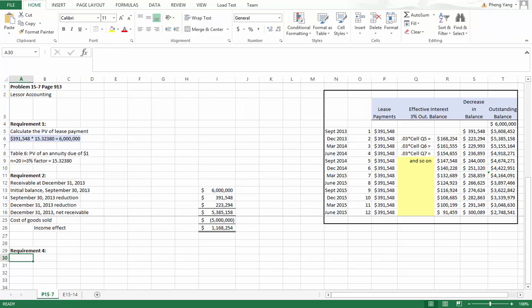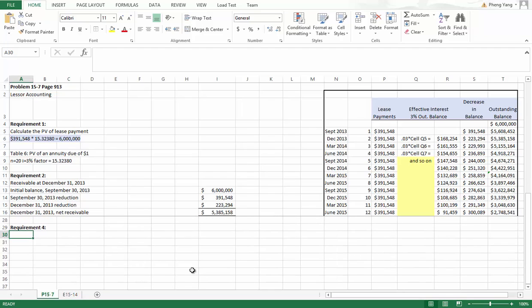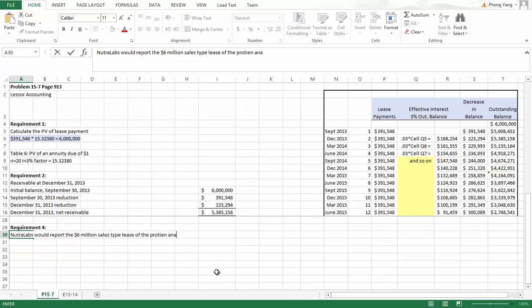Requirement 4. What pre-tax amounts related to the lease would Neutral Labs report in its statement of cash flows for the year ended December 31st, 2013? So we did this before, but I will go through it again. So Neutral Labs will report the $6 million, which is the sales-type lease of the protein analyzer, as a significant non-cash activity, and in the disclosure notes to the financial statements.